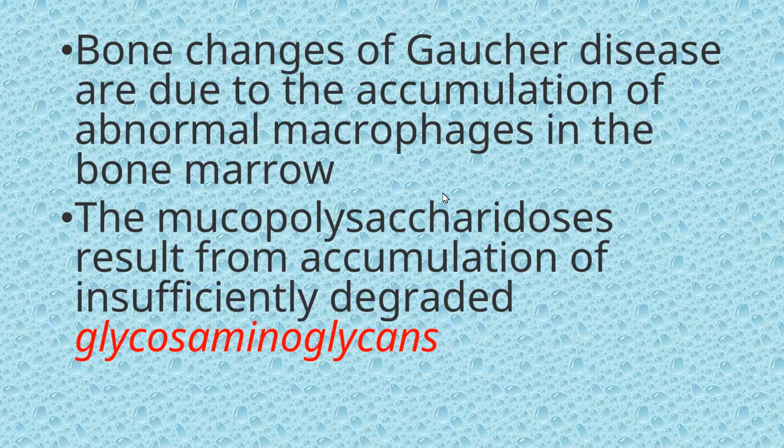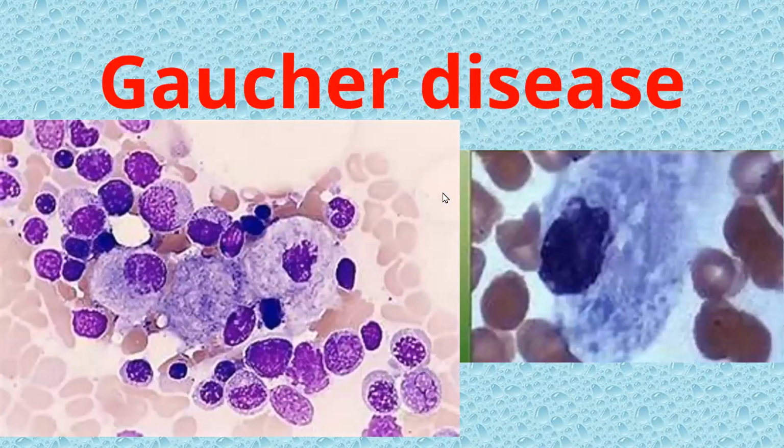glycosaminoglycans. At first, we used to speak about mucopolysaccharides, but at present, we speak about the glycosaminoglycans which accumulate in the mucopolysaccharidoses, or these diseases related to the storage of glycosaminoglycans. So now let's come to Gaucher's disease.